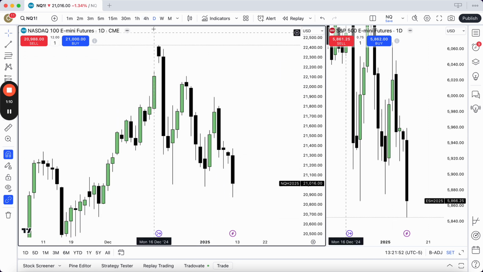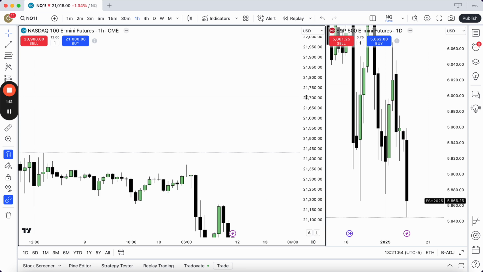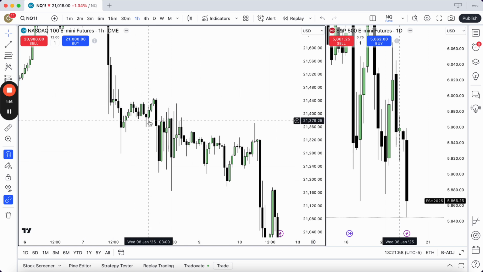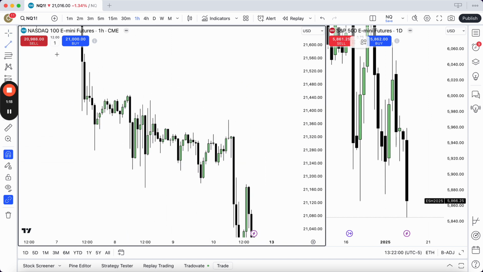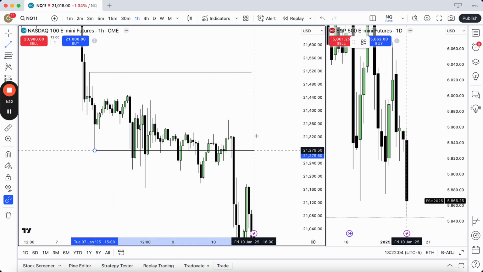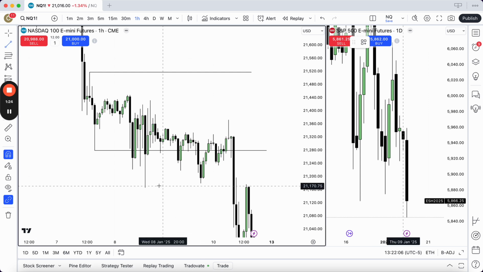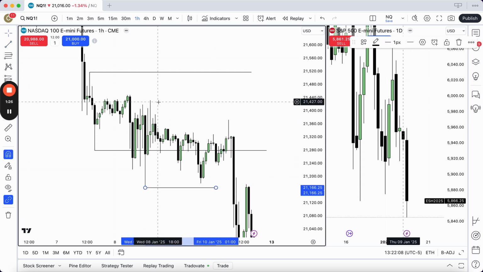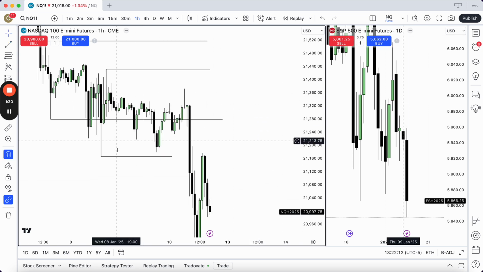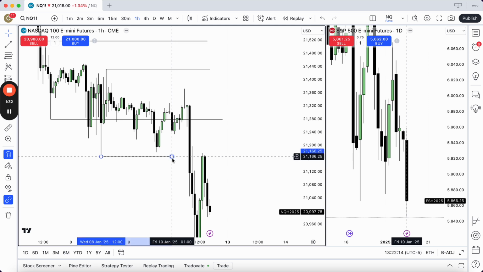Let me show you what liquidity looks like on the chart. We are on the daily time frame. Let me drop to the hourly so you have a better idea. Liquidity is any of these highs and lows. We have liquidity at this high, we have liquidity at this low, we have liquidity at this low, we have liquidity at this high, and all of these liquidity points tell us what price is doing.